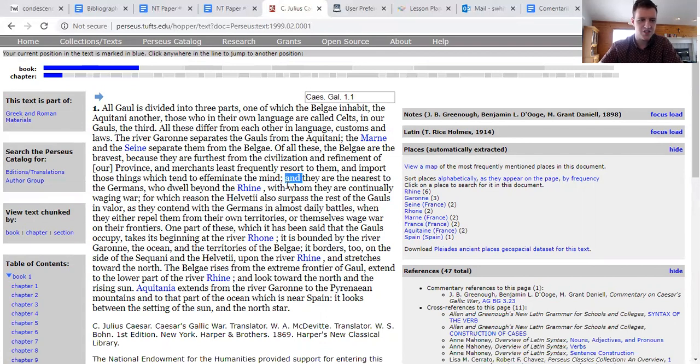And they are nearest to the Germans who dwell beyond the Rhine, with whom they are continually waging war, for which reason the Helvetii also surpass the rest of the Gauls in valor, as they contend with the Germans in almost daily battles, when they either repel them from their own territories or themselves wage war on their frontiers. Okay, so we were pretty good. A couple fixes.